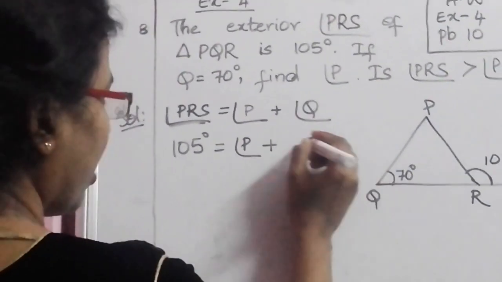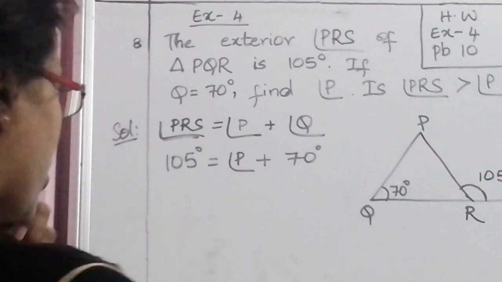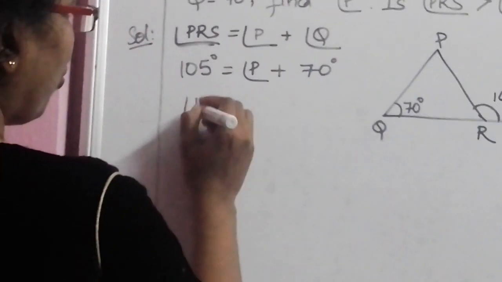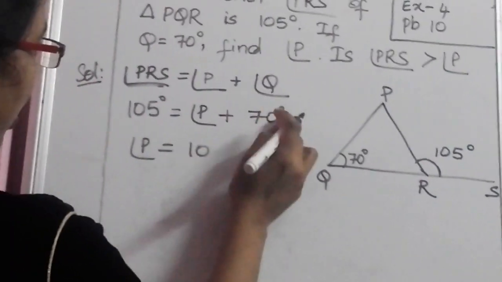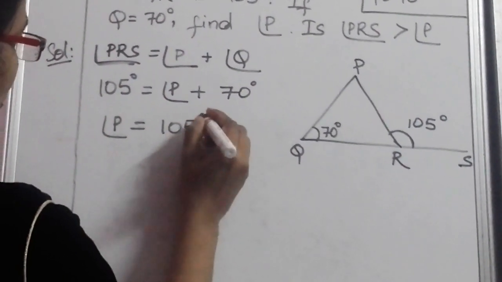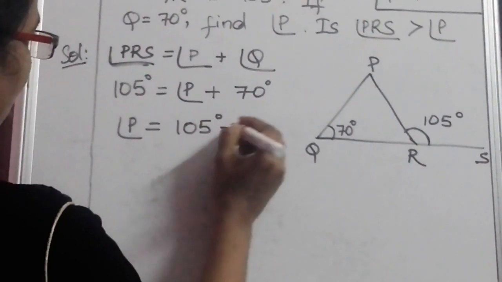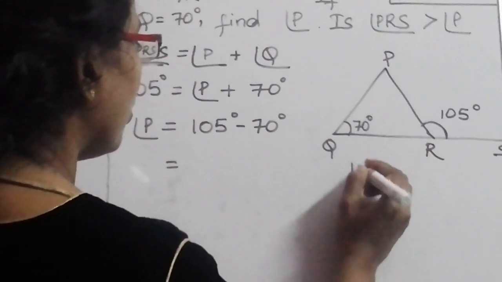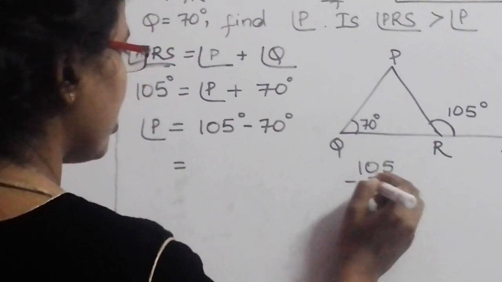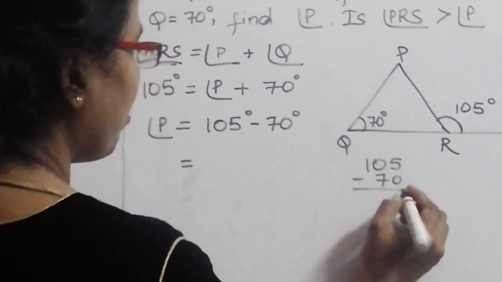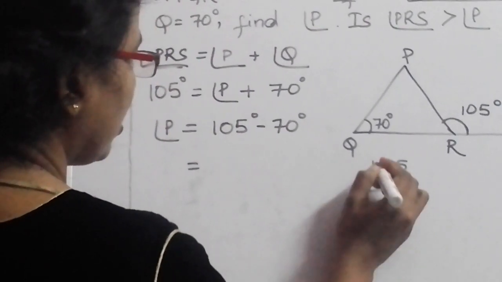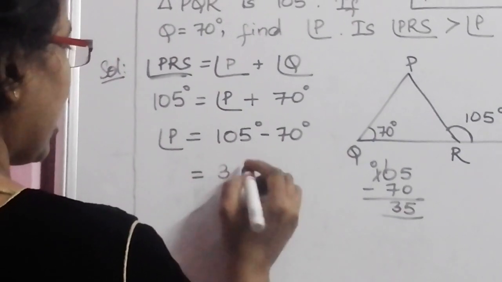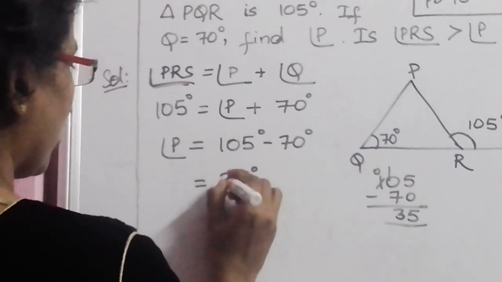Now angle P they have given as 70 degrees. So I have substituted 70 degrees. Now angle Q I am going to leave, and this 70 I am going to take to the other side. 105 degrees minus 70 degrees. Subtraction we need to do. 105 minus 70. So 5 minus 0 is 5. This we can't do, so it's 10 minus 7 is 3. So you got angle Q as 35 degrees.